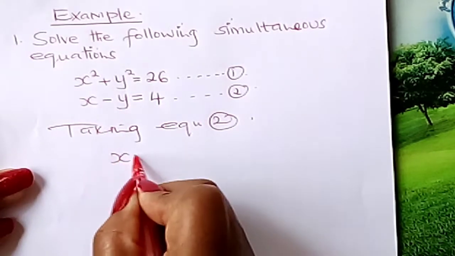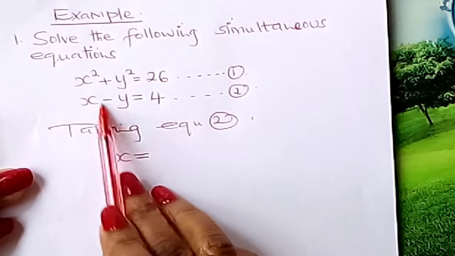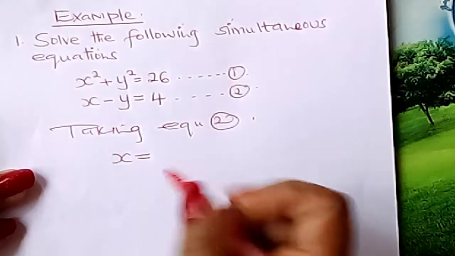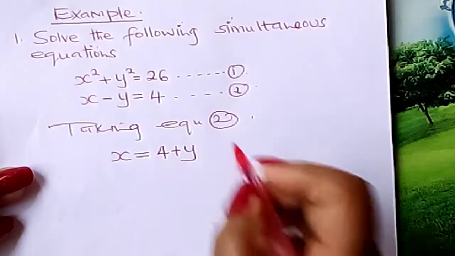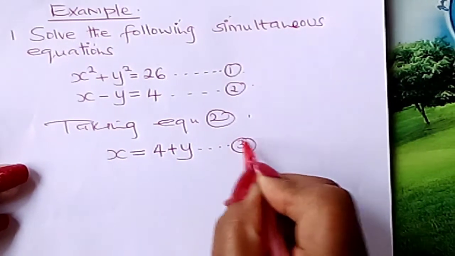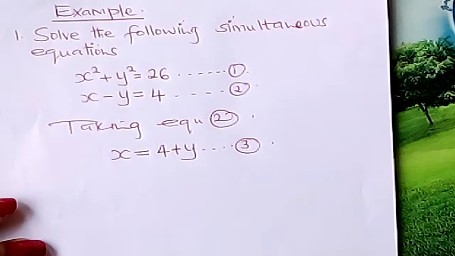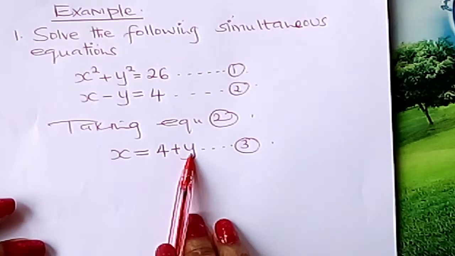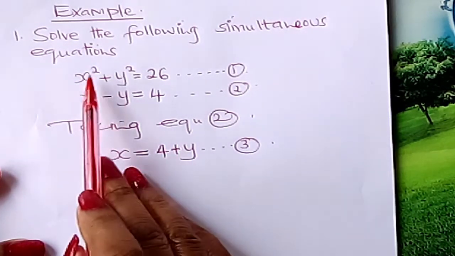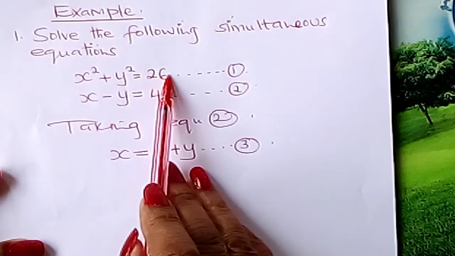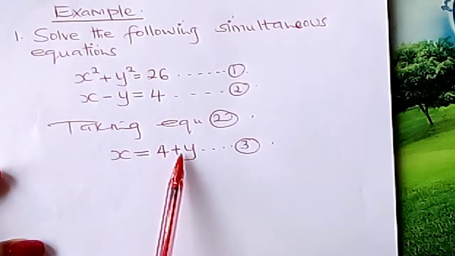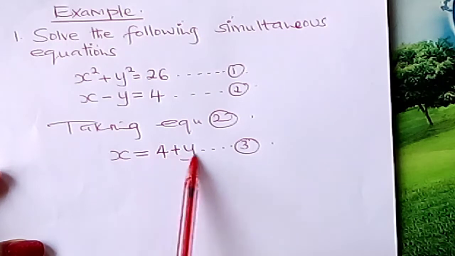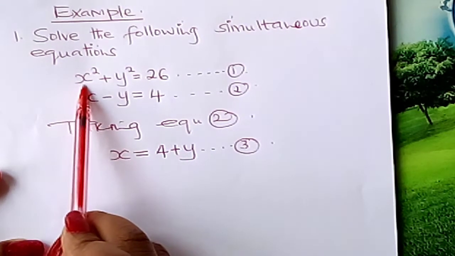So therefore x will be equal to what, learner? Take minus y to this side, so you get 4 plus y. X is 4 plus y. You can call it equation 3. From here, learner, take this x to the first equation now, and where you have x, you fix 4 plus y. In other words, substitute 4 plus y in the first equation.